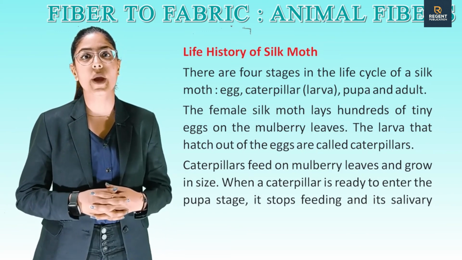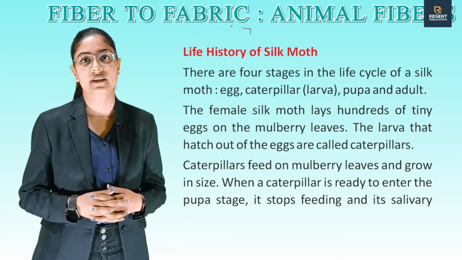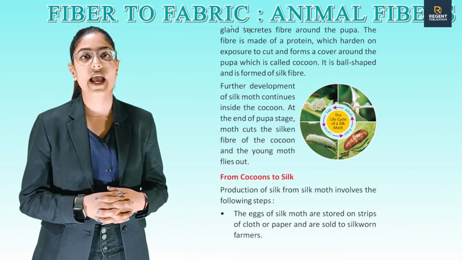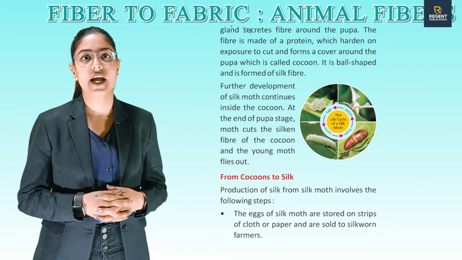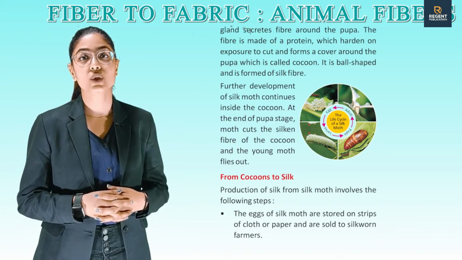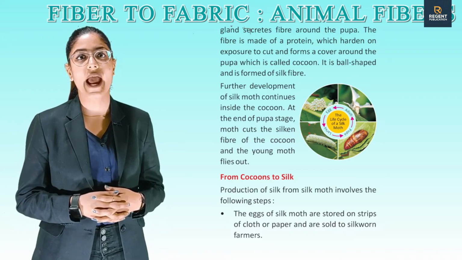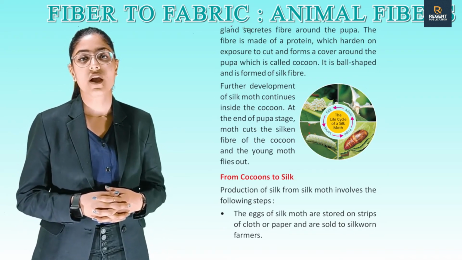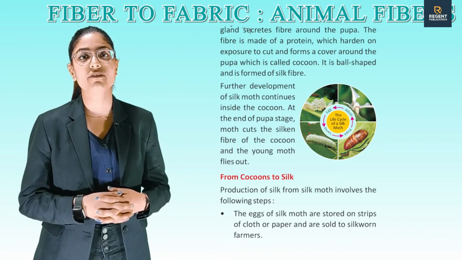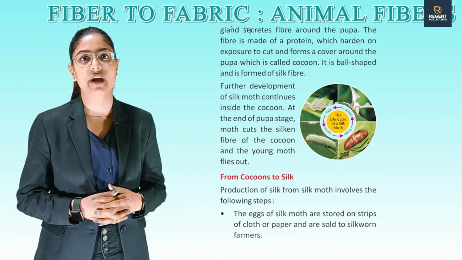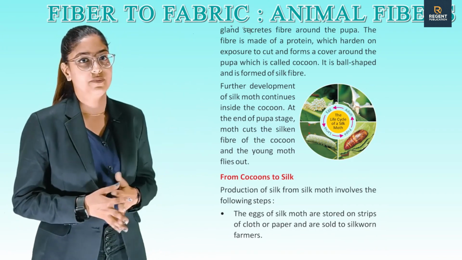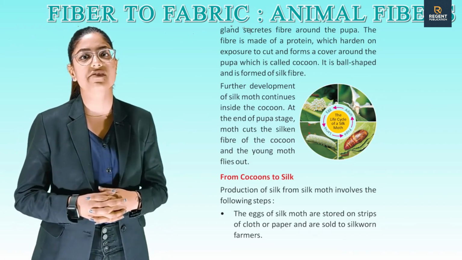When a caterpillar is ready to enter the pupa stage, it stops feeding and its salivary glands secrete fiber around itself. The fiber is made up of a protein which hardens on exposure to air and forms a cover around the pupa, which is called a cocoon. It is ball shaped and is formed of silk fiber. Further development of the silk moth continues inside the cocoon. At the end of the pupa stage, the moth cuts the silken fiber of the cocoon and the young moth flies out. See this diagram, which shows you the life cycle of a silk moth.